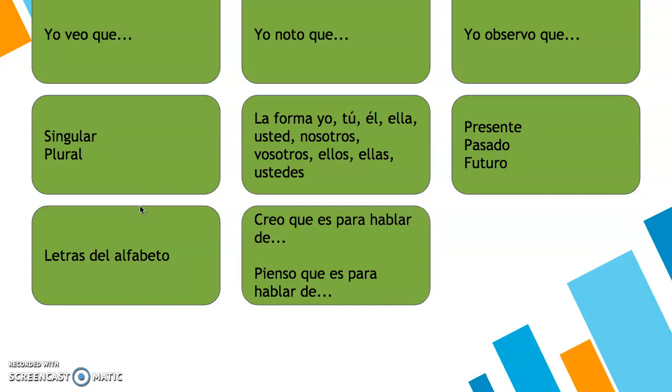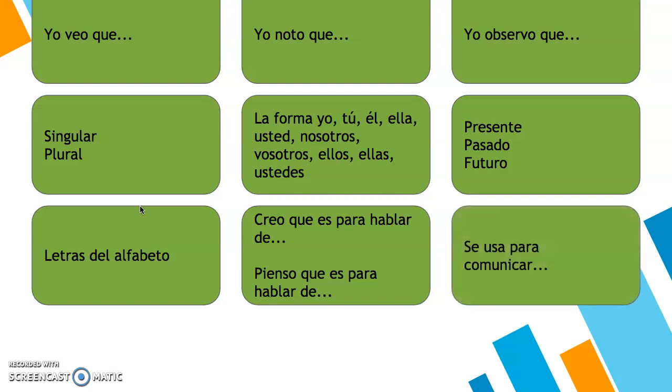Creo que es para hablar de, pienso que es para hablar de is like how you're going to have them express how you use this to communicate. Se usa para comunicar, like how is this used to communicate things? Se usa para comunicar lo que pasa en el futuro. Creo que es para hablar de eventos en el pasado. Pienso que es para hablar de mi opinión, right?